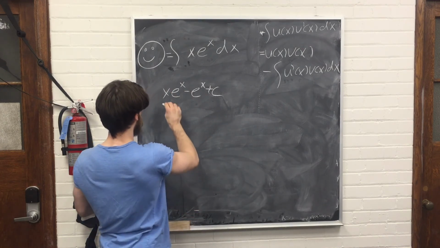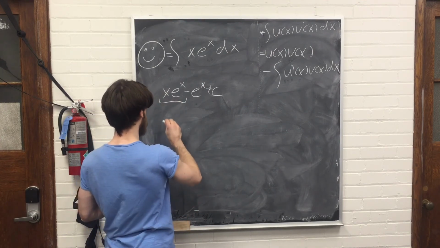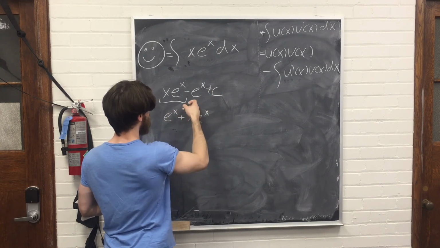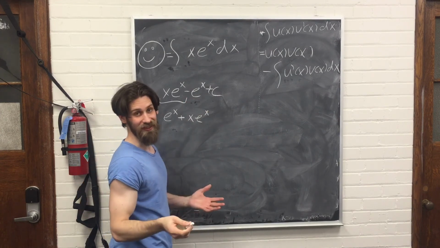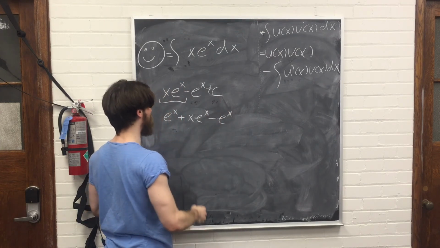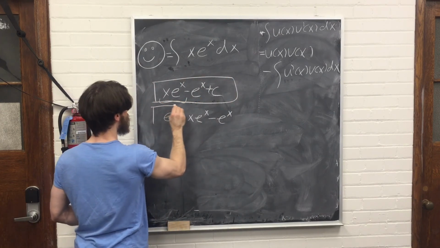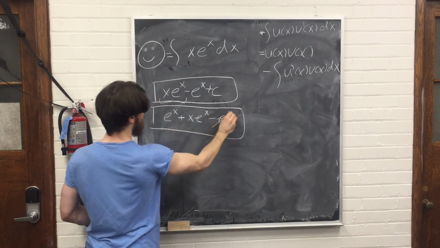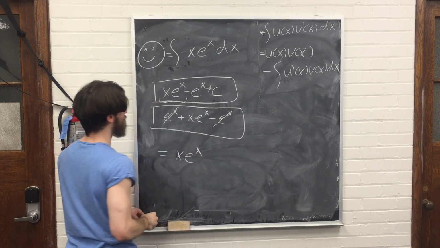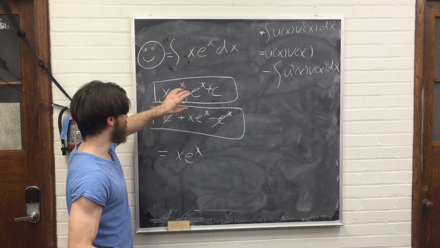To differentiate this, we just use the product rule. So the derivative of this via product rule is e to the x plus x times e to the x. And now the derivative of e to the x is just e to the x, so we get minus e to the x. And this constant differentiates to 0. Now this cancels with this, so this is equal to x times e to the x. And voila! When we differentiate this function, we get this function, hence the integral of this function is this function.